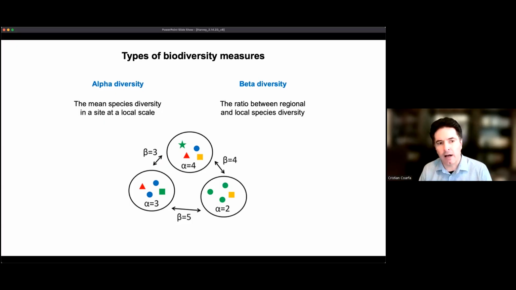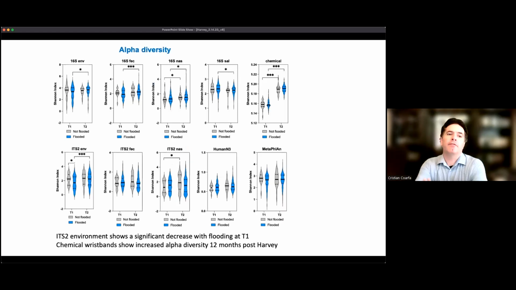All right, so going forward, we'll profile a lot of microbiome and metabolomic data, and one of the very basic metrics is that of alpha diversity. The definition is that alpha diversity is the mean species diversity in a site at local scale. And interestingly enough, alpha diversity as a concept doesn't have to be applied only to microbiome, it can also be applied to chemical wristband data. So we used alpha diversity in two ways. We wanted to understand how it relates to flooding and how it relates to neighborhood.